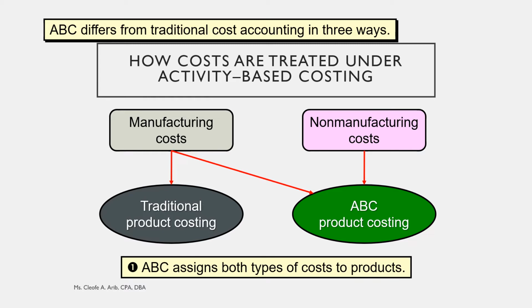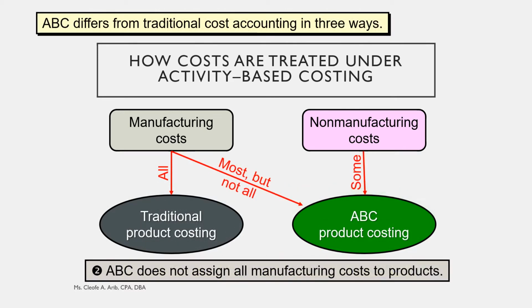So, let's repeat the first difference ng traditional cost accounting from your ABC costing system, ano daw yun? Sa traditional, we only assign manufacturing cost, pero sa ABC, we assign both manufacturing costs and non-manufacturing costs.